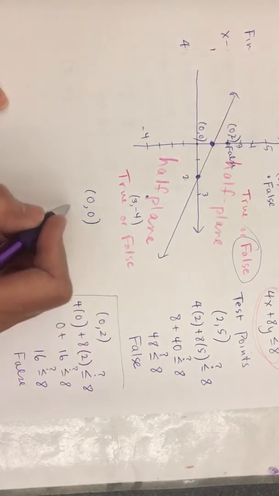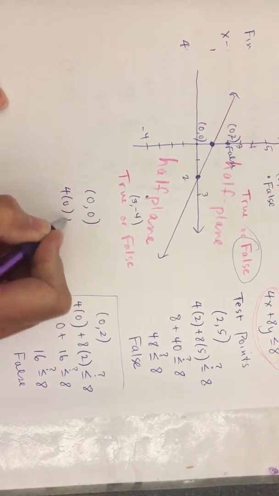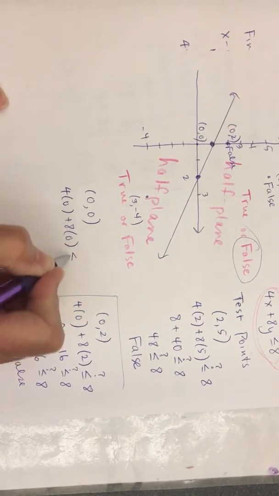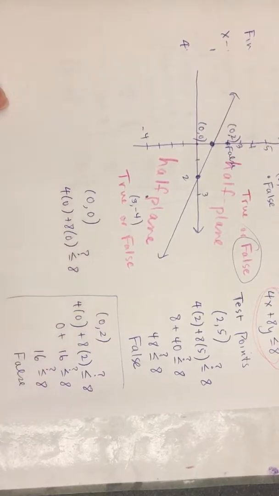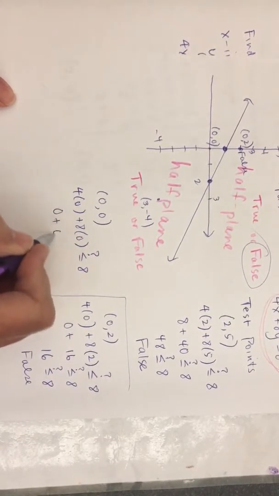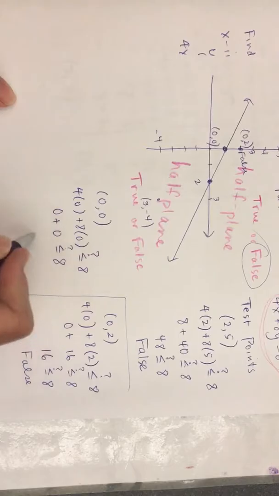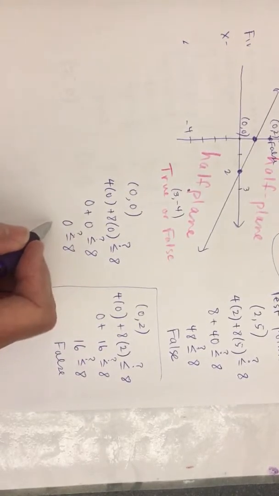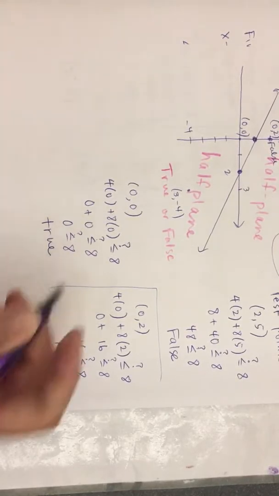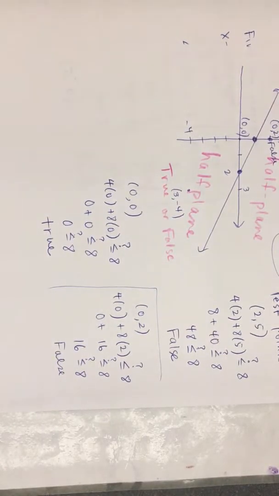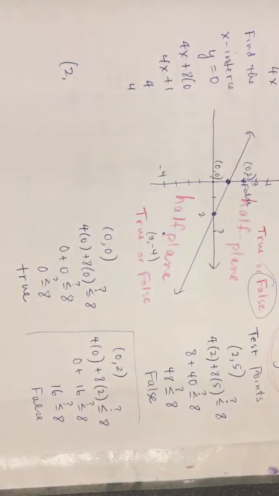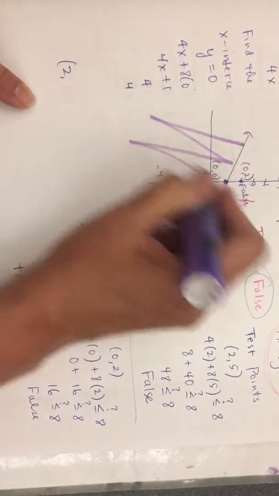So if I pick (0, 0), that's 4 times 0 plus 8 times 0 is less than or equal to 8. We're still questioning that. 0 plus 0 is less than or equal to 8. 0 is less than or equal to 8. That is true. Once you figure out what side of the line is true, then that's the side you shade. So I will grab a different color and I'll shade this side.